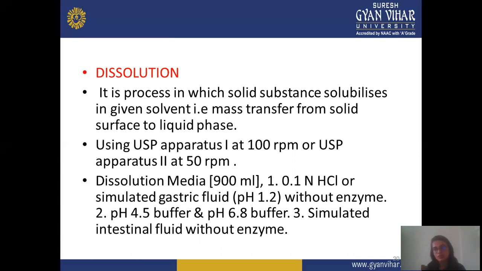Means you can use any one of these USP apparatus, so apparatus type 1 or 2. If you are using apparatus 1, then the speed required is 100 rpm, and if you are using apparatus 2, then the speed required is 50 rpm. And in the dissolution media, 900 ml of 0.1 normal HCl or simulated gastric fluid, that is pH 1.2 without enzyme, and pH 4.5 buffer and pH 6.8 buffer are also required if you are taking multiple media, and simulated intestinal fluid without enzyme.